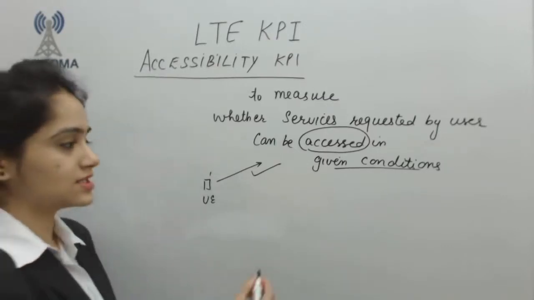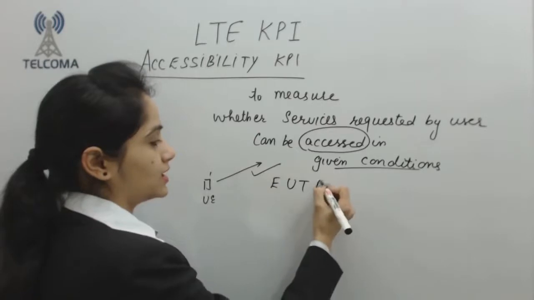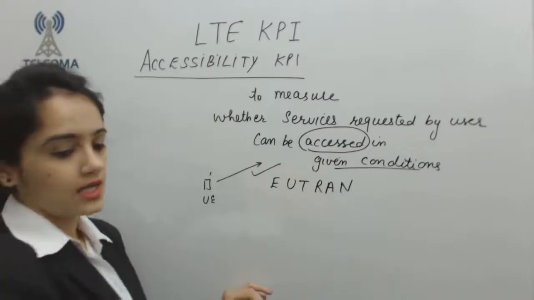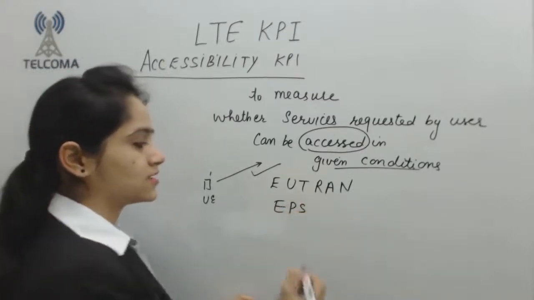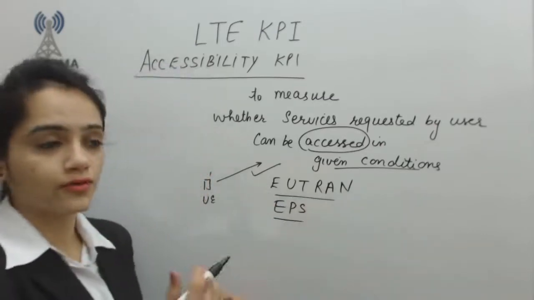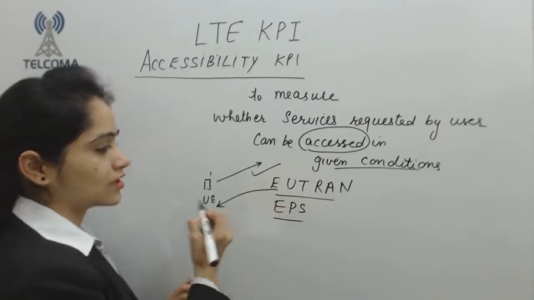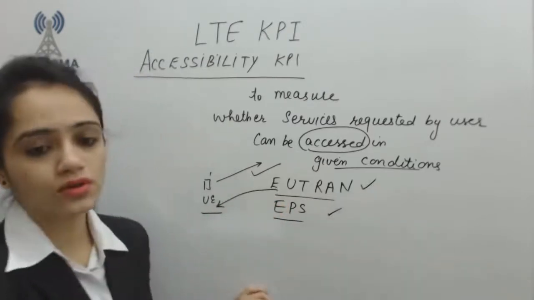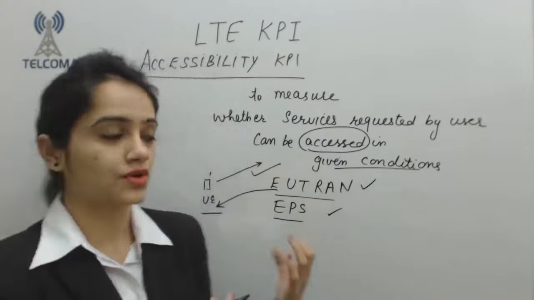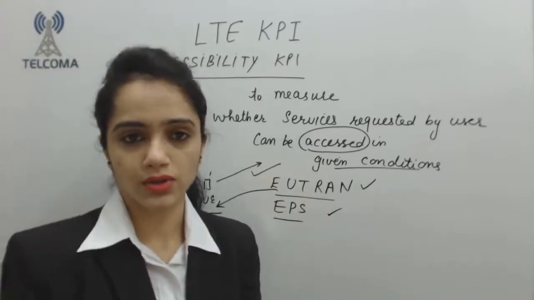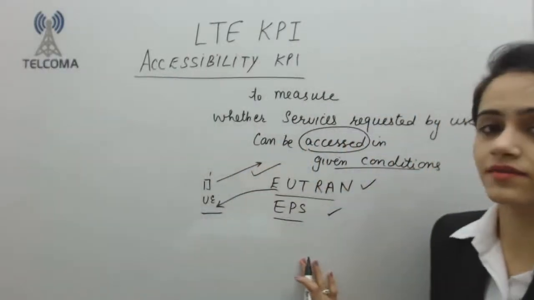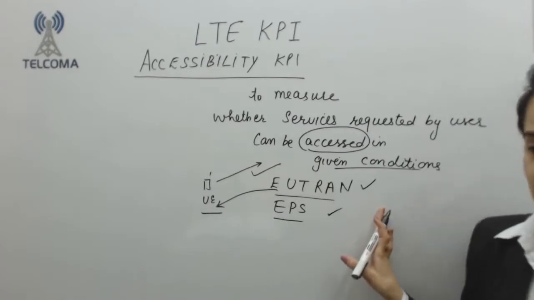Now who will provide us the conditions? The conditions will be provided by the E-UTRAN part, which is the Evolved Universal Terrestrial Radio Access Network, and by the Evolved Packet Core. The service will be granted to the user equipment by these parts, E-UTRAN or the core network. So we need to check whether the services requested by the user can be accessed or not. All of the factors under this will be in the category of accessibility KPI, in which we measure the service access.